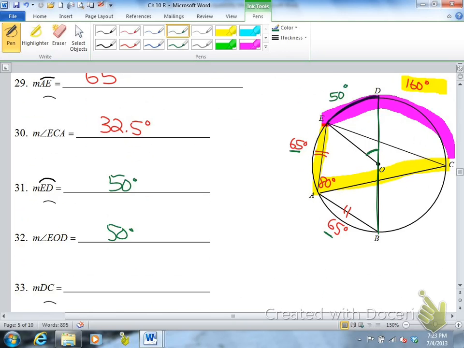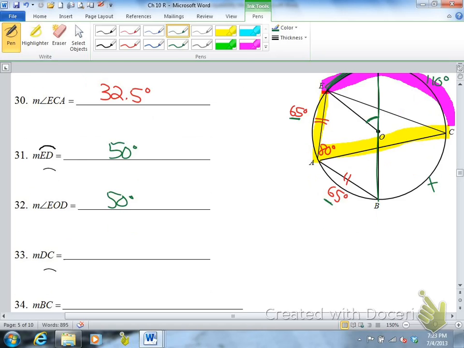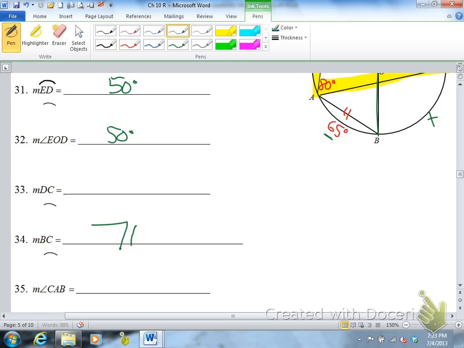BC. BC is over here. Let's see. If that's 50, and what we just found is 160. EB is 50, so that makes this minor arc DC 110. And you only have one more arc left, so if you add them all up, you could subtract from 360. 180 plus 110 is 290, so you need 70 more degrees to complete BC, 70 degrees.